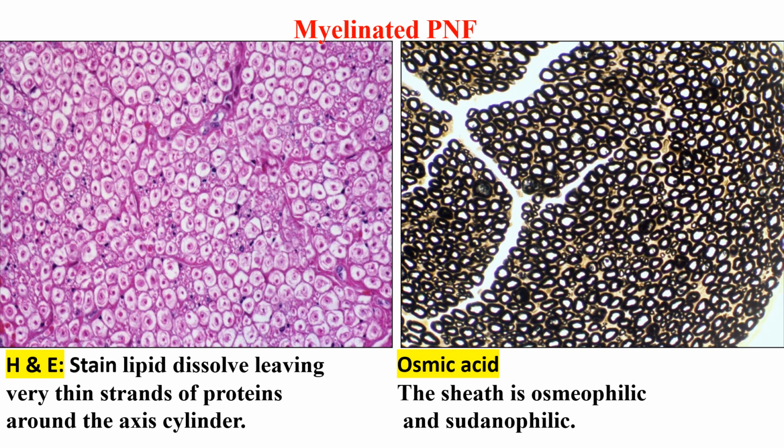This image shows histological structure of groups of myelinated peripheral nerve fibers. The nerve fibers on the left side are stained by hematoxylin and eosin, the routine stain. When this stain is used, the myelin dissolves, leaving thin strands which surround these fibers.